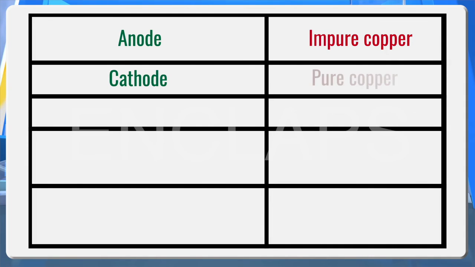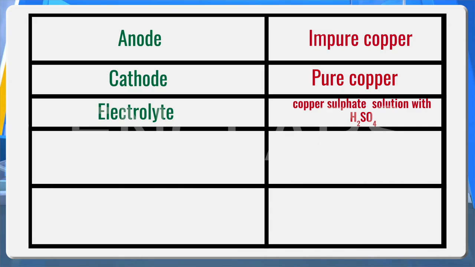Now we can complete a table on the basis of this information. Okay. The first column asks about the anode. Which was the anode here? Yes, impure copper is the anode. Next is the cathode. Which was the cathode here? Yes, pure copper is the cathode. Next one is the electrolyte. Here the electrolyte is copper sulfate solution with H2SO4.